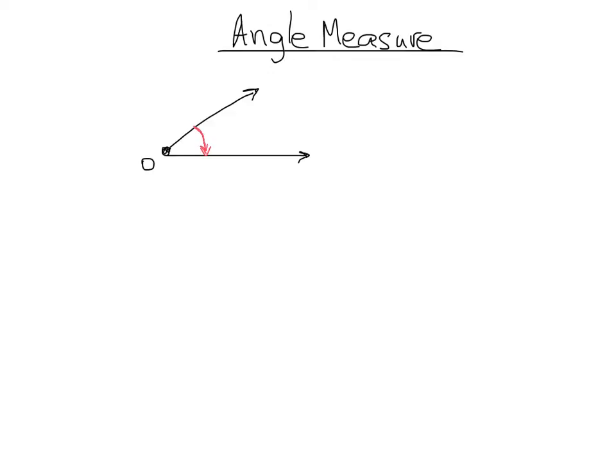Alright, what else do we know here? Well, our rays are called sides. So we have the sides of our angle here. Actually, each one is just one side. So we have the two sides that create an angle. And the endpoint that those rays have in common is called the vertex of our angle.